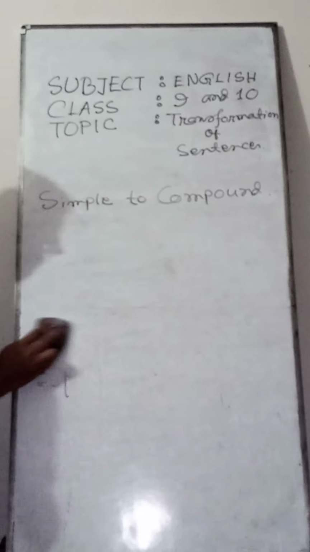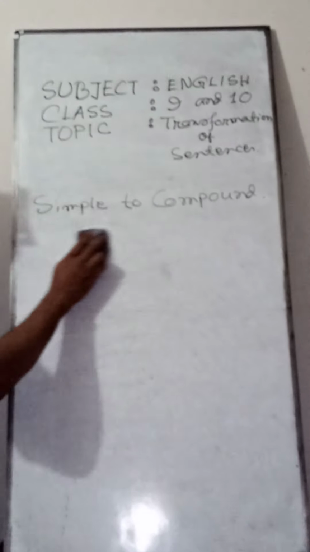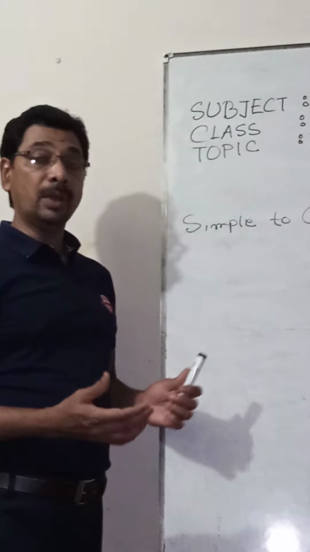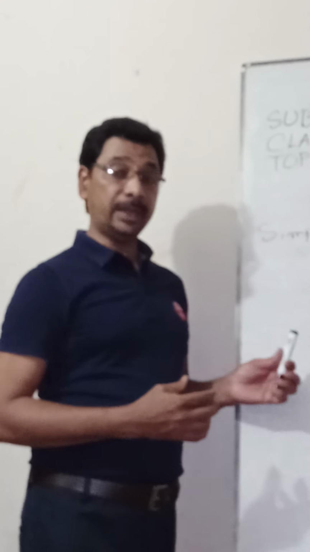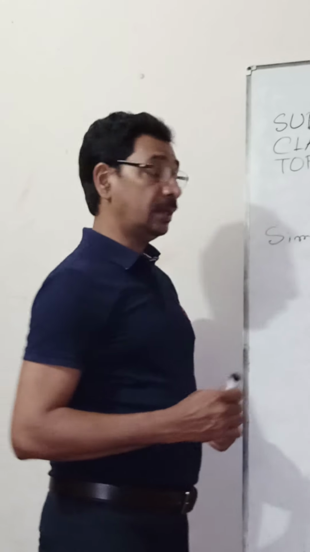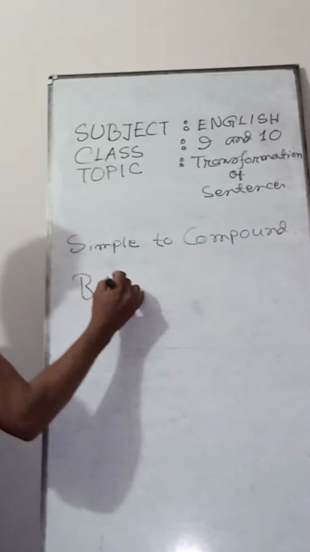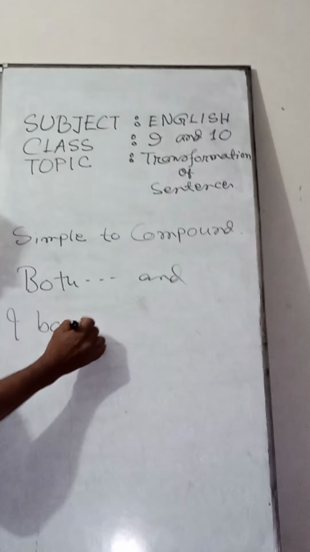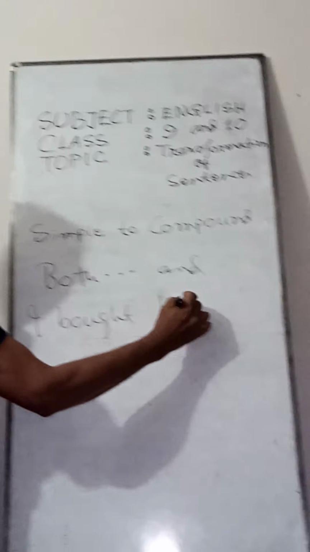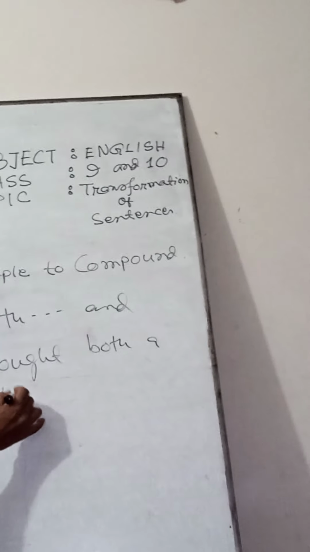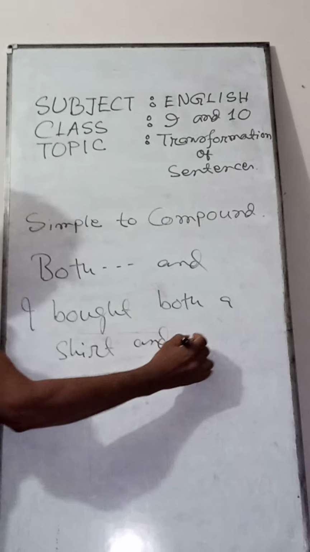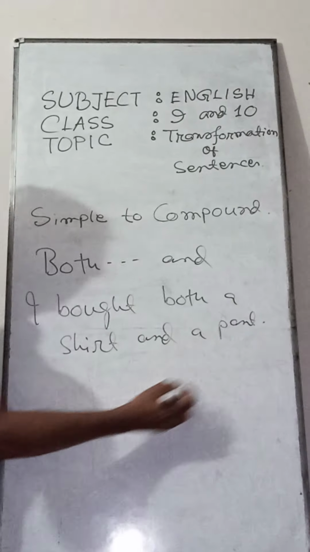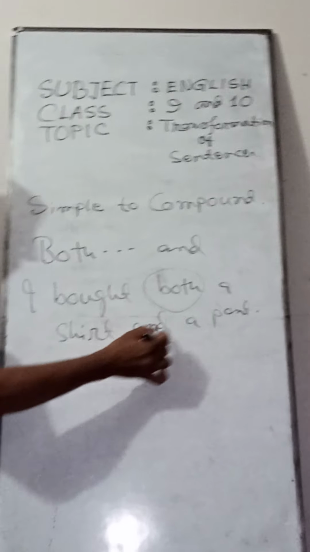This is very simple, but most of the students ignore these rules to memorize this. I request my students to follow and study at your home, so that you can remember this structure. Okay, "both...and." I bought both a shirt and a pant. Okay, and you find this "both...and."